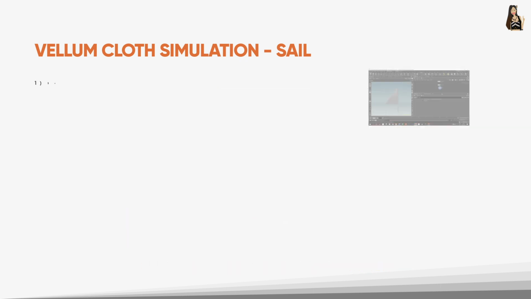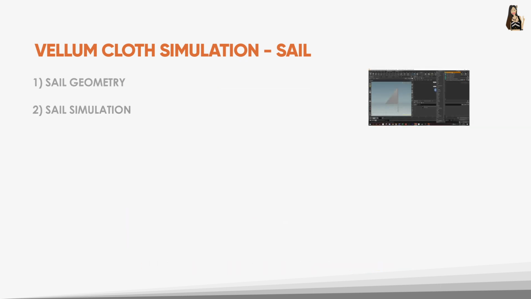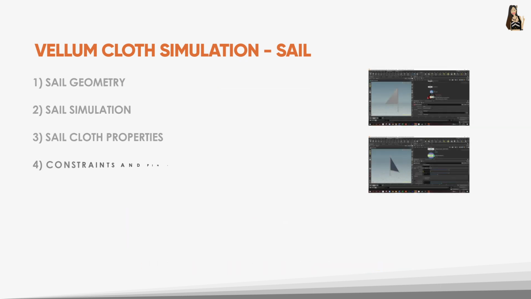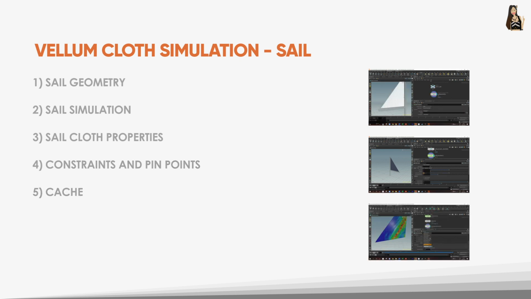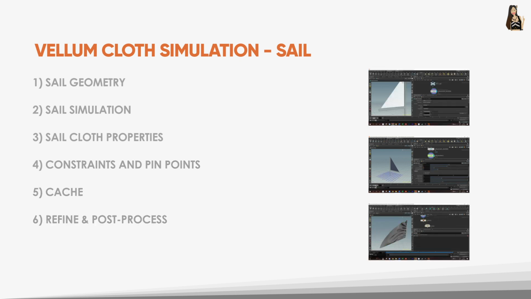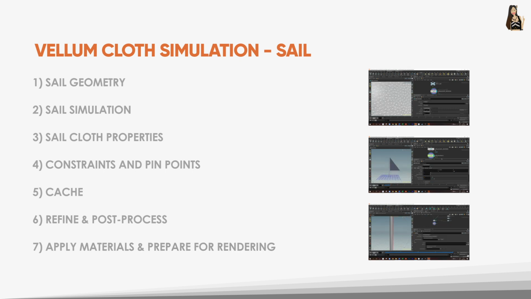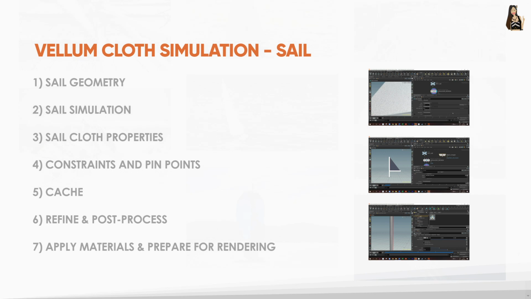We're going to set up the sail geometry, Vellum simulation, sailcloth properties, constraints and pinpoints, then save the cache data, refine the simulation, apply materials, and finally prepare the scene for rendering. Without any further ado, let's get started.